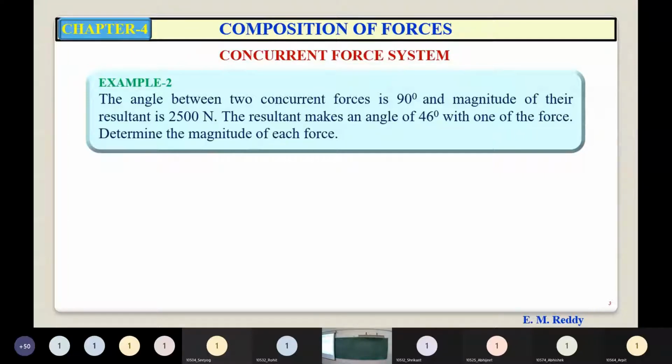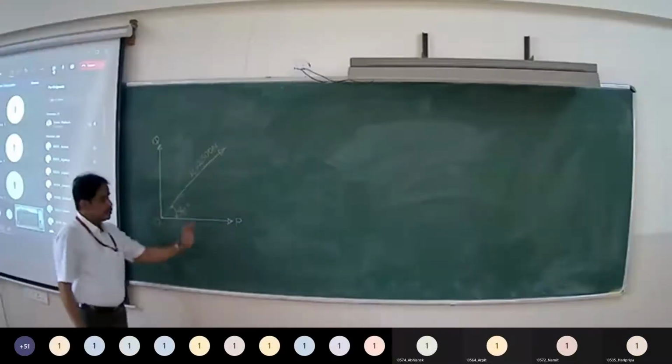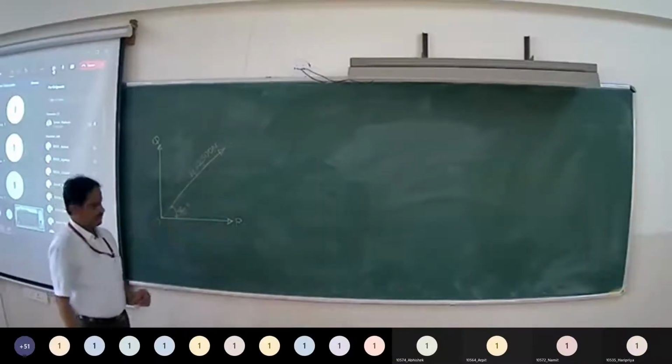The angle between two concurrent forces is 90 degrees and the magnitude of their resultant is 2500 Newton. The resultant makes an angle of 46 degrees with one of the forces. Determine the magnitude of each force. So there are two forces perpendicular to each other.